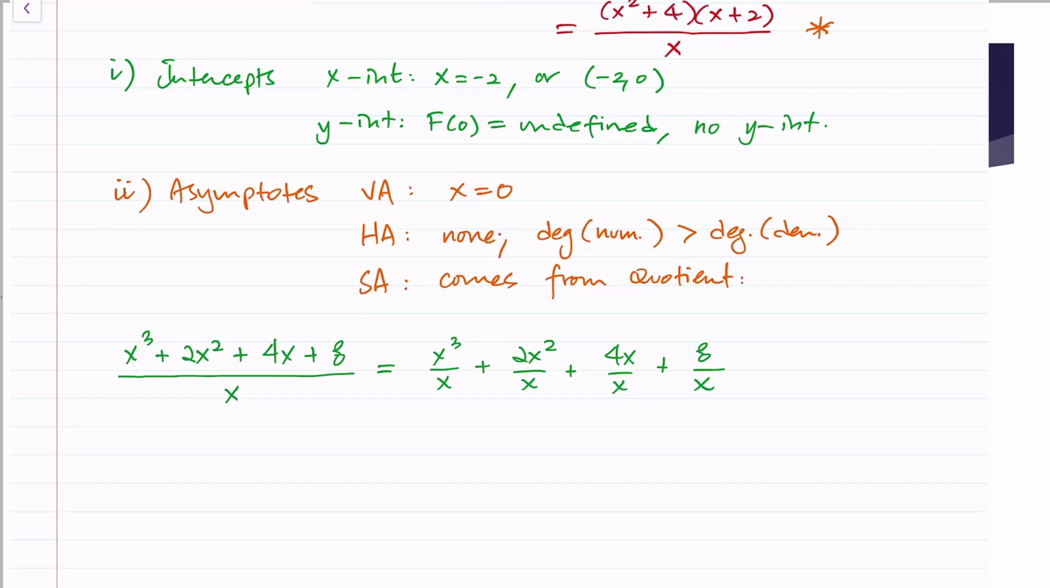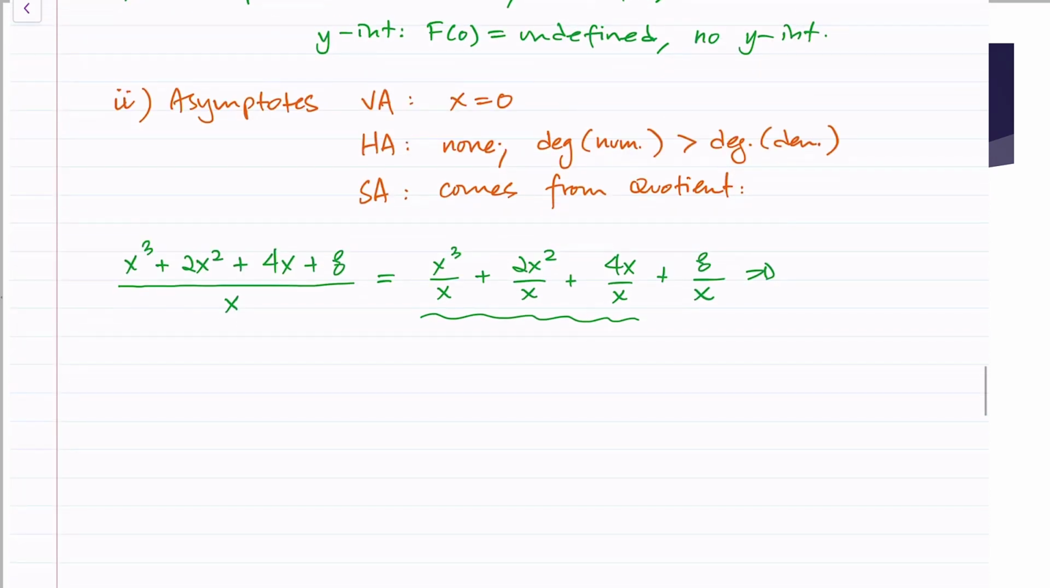And the slant asymptote, or the oblique asymptote, however you want to describe it, is going to come from the quotient of that division, which would be this part right here. And so if you continue to simplify that, you're going to end up with x cubed over x is x squared. 2x squared over x is 2x. 4x over x is 4. And then you're going to have 8 over x. So the 8 over x is technically the remainder of that division, and it's the quotient that we're interested in for this, the oblique asymptote, x squared plus 2x plus 4, right? Now, how that's going to look, well, you have to see the graph in order to catch a glimpse of that.